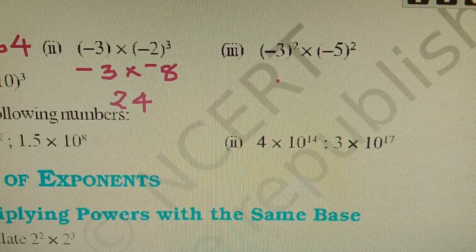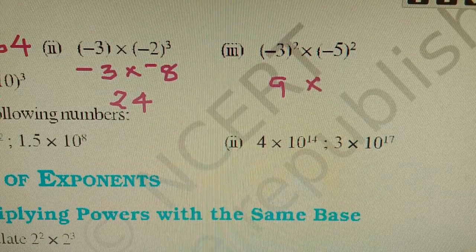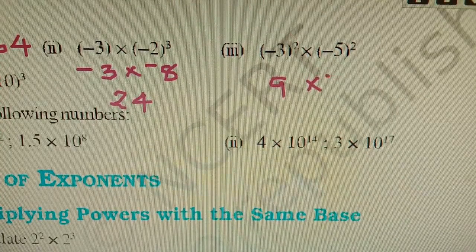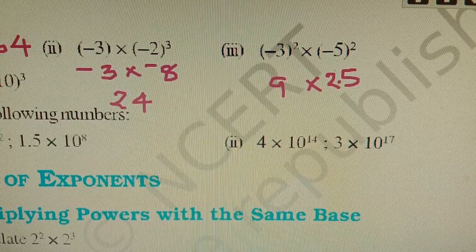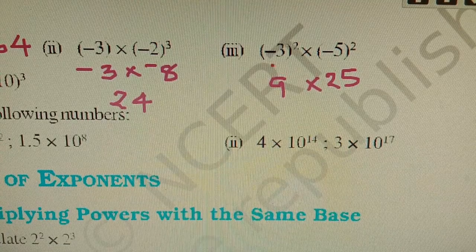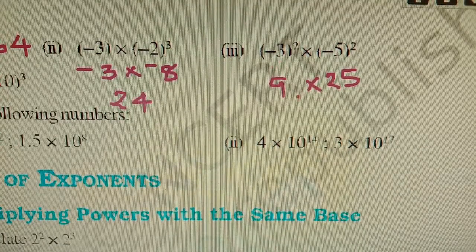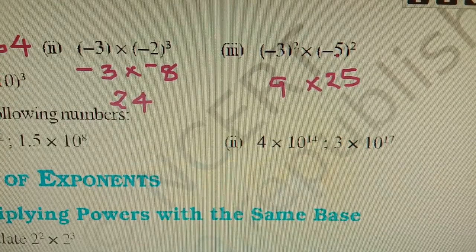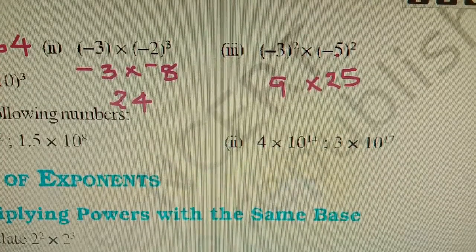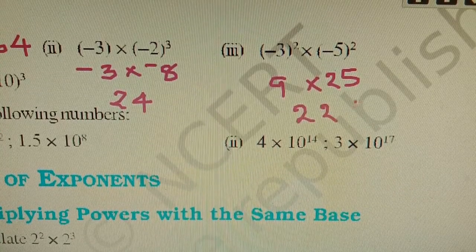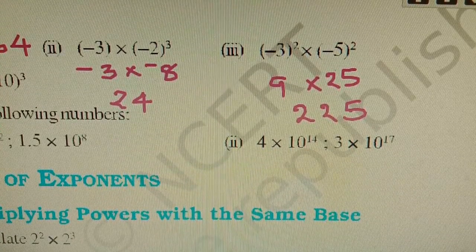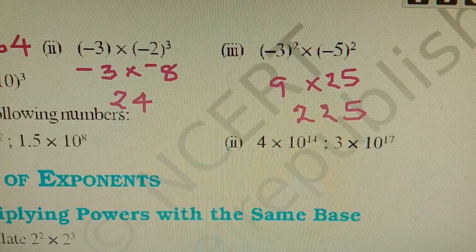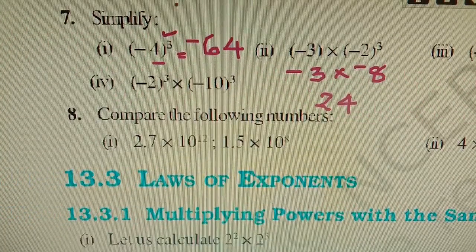Now the next question, listen. Third question. Negative 3 square, that is negative 3 into negative 3, positive 9. Then negative 5 square means negative 5 into negative 5. They are also even power, so that is a positive number. Even power always gives a positive value. So minus 5 into minus 5 is positive 25. So 25 and 9 we can multiply. That is 225 is the answer. 9 into 25 is 225. So that is positive 225.